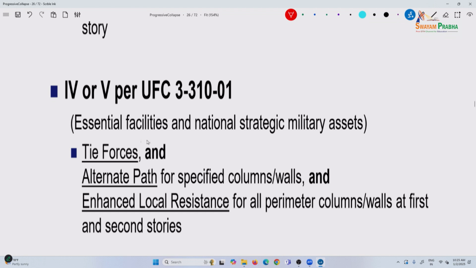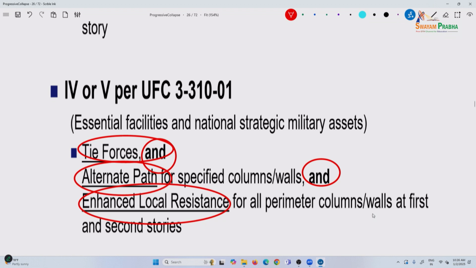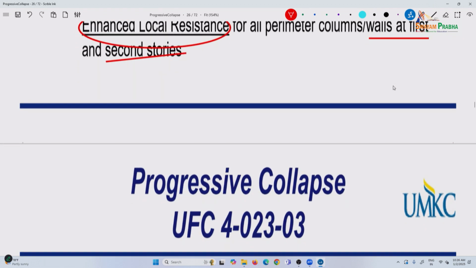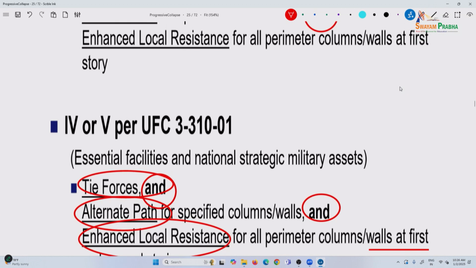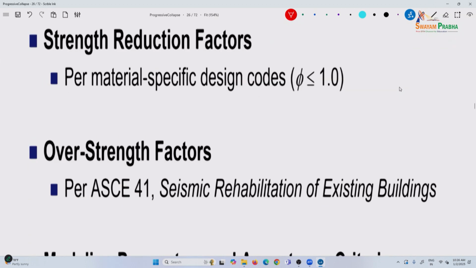Now if you see the final one, all the national facilities, any strategic ones, everything is tie forces, APM, and EL, especially for the first and second story. So this way you need guidelines. Engineers need to have some starting points. These are the starting points for different types of occupancy categories.